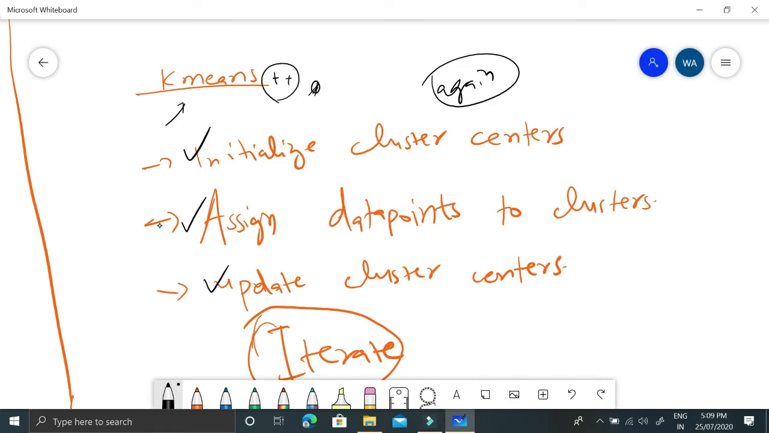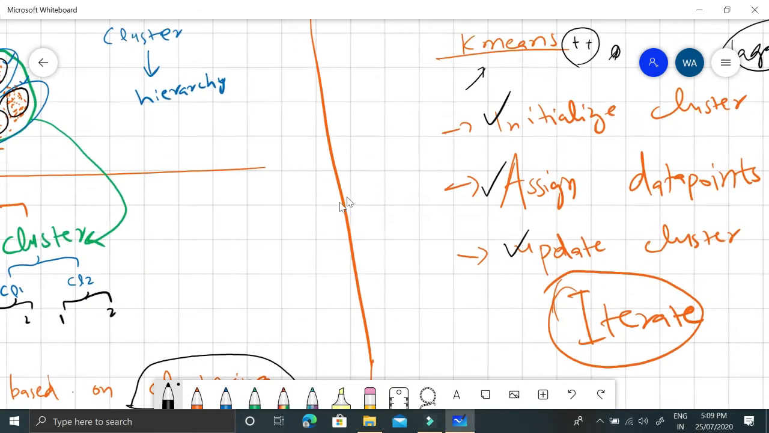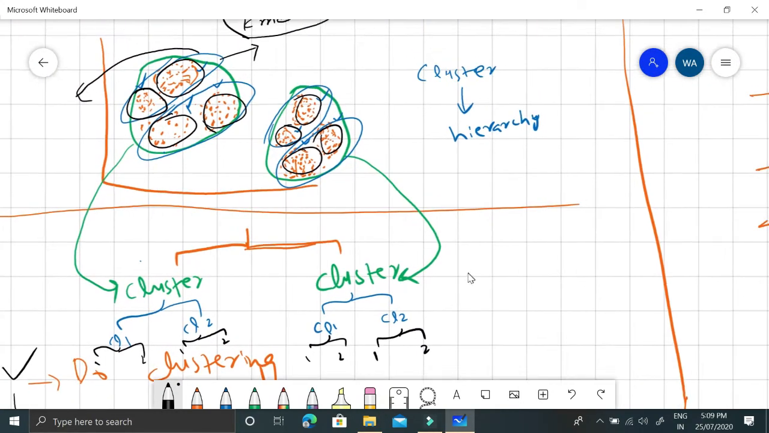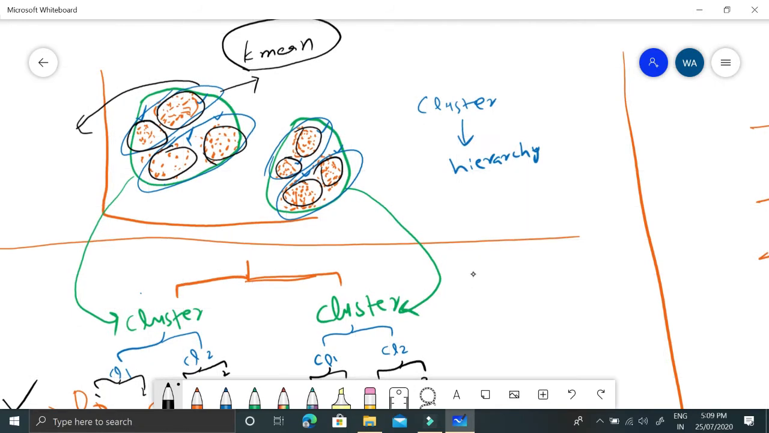So this is what we call k-means plus plus. I think this idea is clear. Let me encode this part where we extract the data set, because this is the main crux of hierarchical clustering. Once that is clear, then everything is clear.